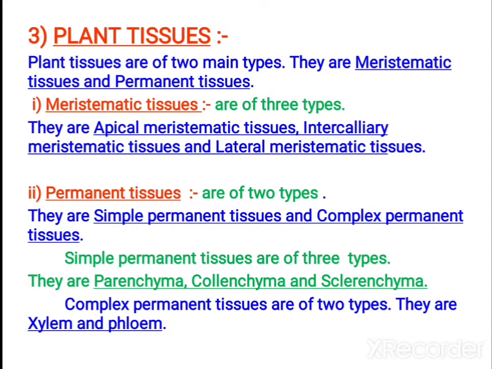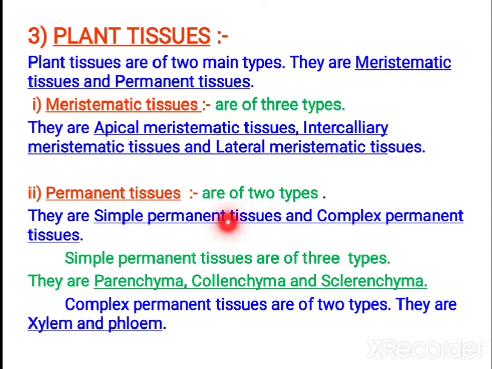So first let us study the classification of plant tissues. The plant tissues are of two main types. They are meristematic tissue and permanent tissue. The meristematic tissues are of three types. They are apical meristem, intercalary meristem, and lateral meristem. Then permanent tissue is of two types. They are simple permanent tissue and complex permanent tissue.